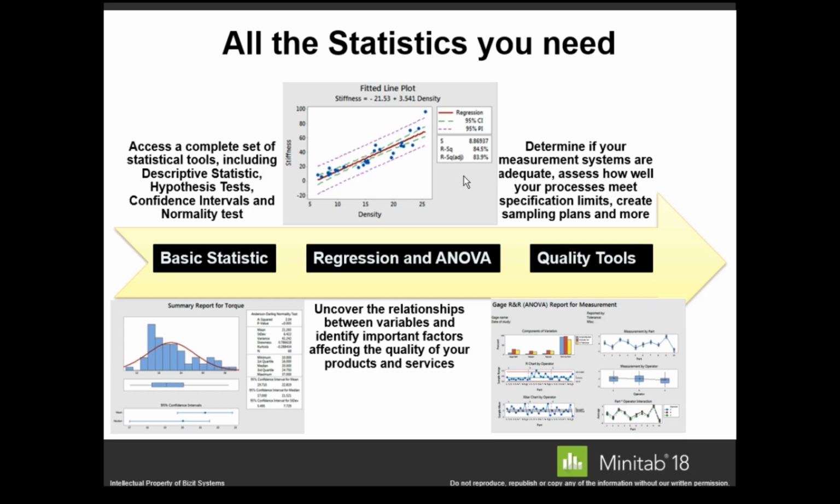So let's say we have basic statistics, like t-tests, you want to create a confidence interval, and then you want to do the normality test, so you're using basic statistics. Also we have regression and ANOVA, which cover the relationship between variables and identify important factors that will affect the quality of your products and services. And then we have quality tools where you want to assess how well your process meets specification limits, USL and LSL. Maybe you want to create your capability analysis, you want to find the Cp and Cpk.